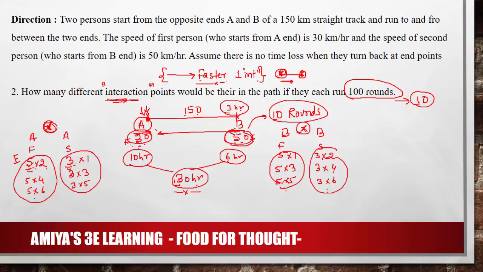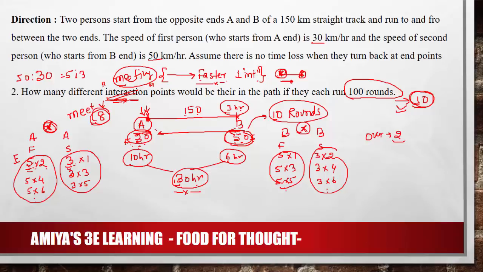Now, if they ask how many different meeting points there would be, we just need to solve with the ratio. The ratio of speed of faster to speed of slower is 5:3. So for the meeting, since the directions are opposite at the start, there should be 5 plus 3, a total of 8 meeting points, if the question is about the meeting and not the interactions. If the question is about the overtake, the total is 10 interactions, of which 8 are meetings, so 2 would be the overtakes.